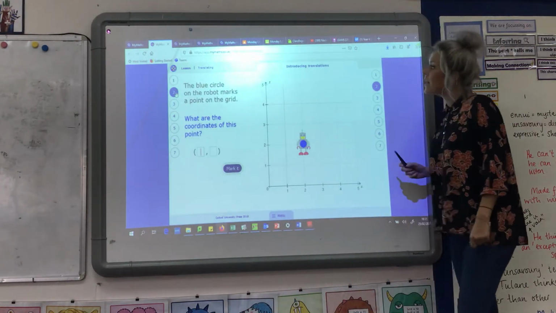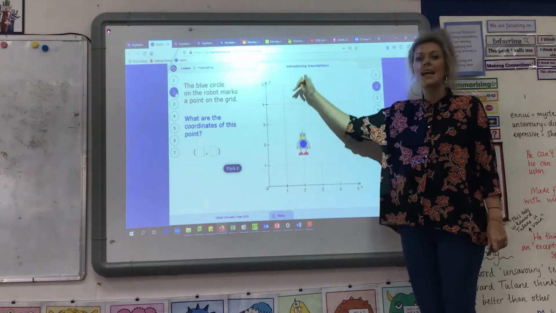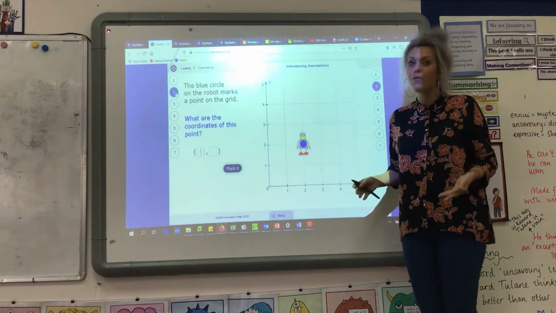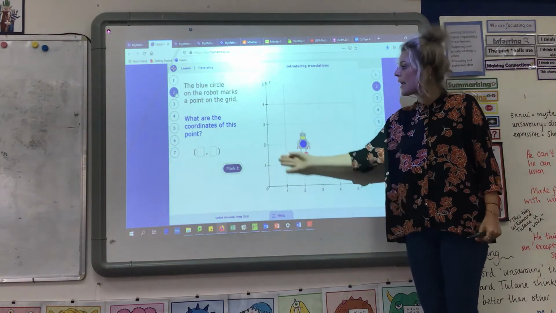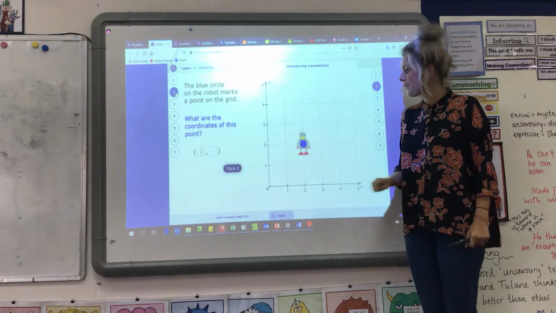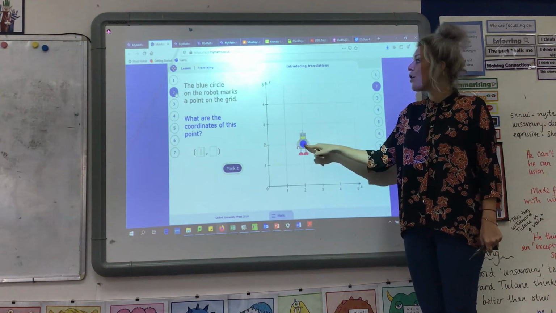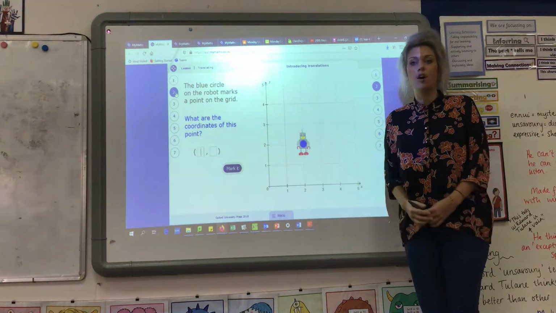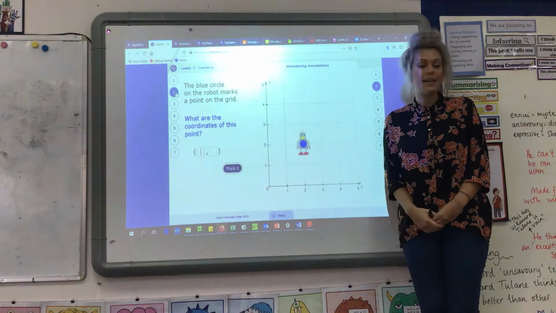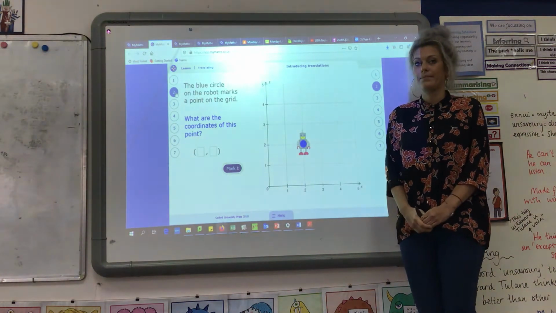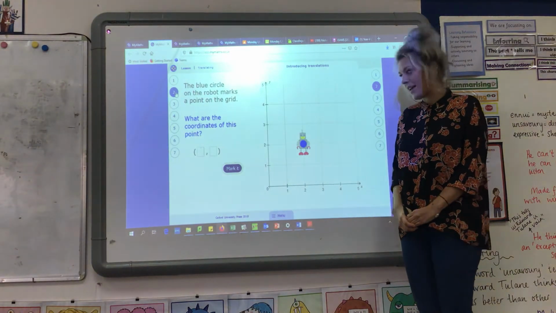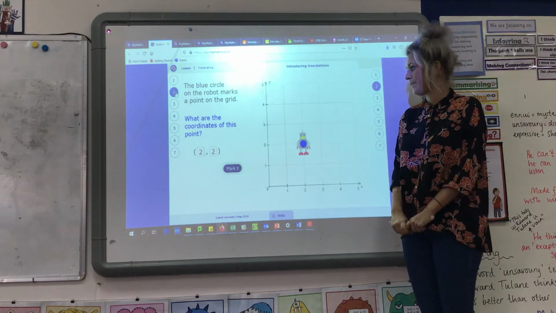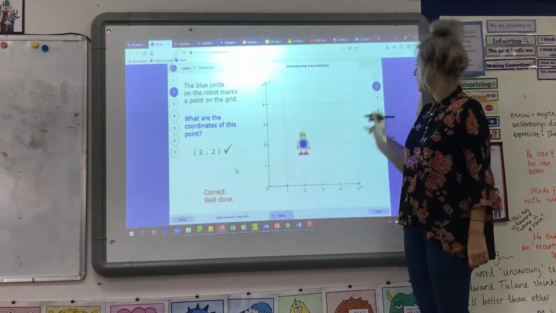Now, we are looking today at translations. Translations in maths just means moving. So we are looking at moving to different points on the grid. The blue circle on the robot marks 1 point on the grid. What are the coordinates of this point? I'm going to give you 10 seconds to think of them at home. Right, you should have got them by now. The coordinates are 2, 2. Correct, well done.